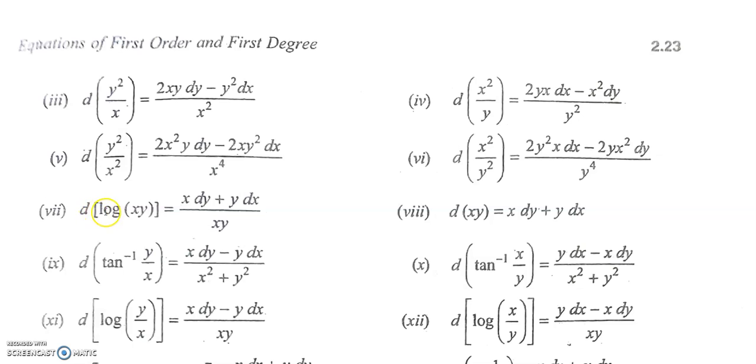Here, also remember log of xy. The derivative of log x is 1 by x, so 1 by xy is there. Now you have to again apply the derivative over xy, so this is x dy plus y dx. Ultimately you get x dy plus y dx by xy. So you can write d of log of xy. That is, d of xy is x dy plus y dx.